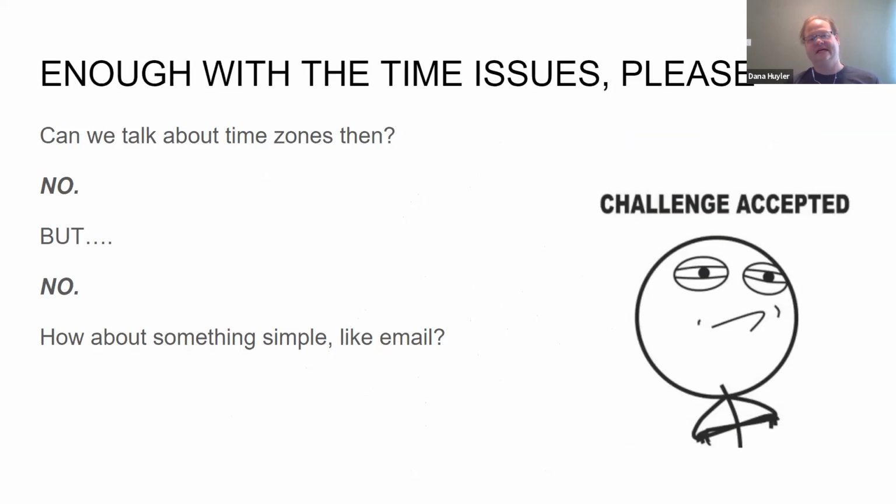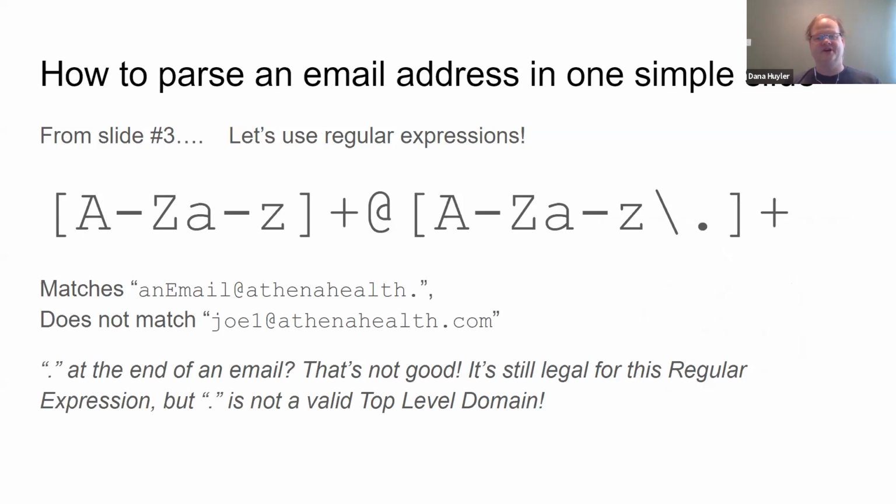So time is really difficult and time zones are really difficult, but I'm not going to talk about them now. Let's talk about something simple like email addresses. What's an email address? So this is a regular expression, which if you don't know what a regular expression is, it's a state engine to process and understand text.